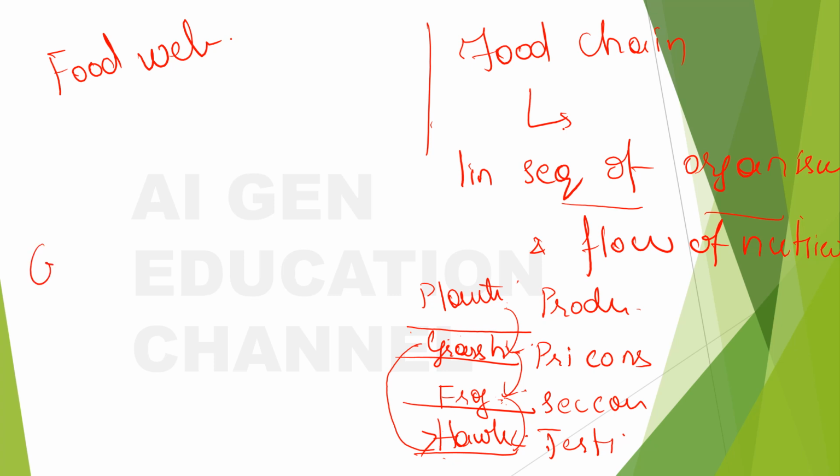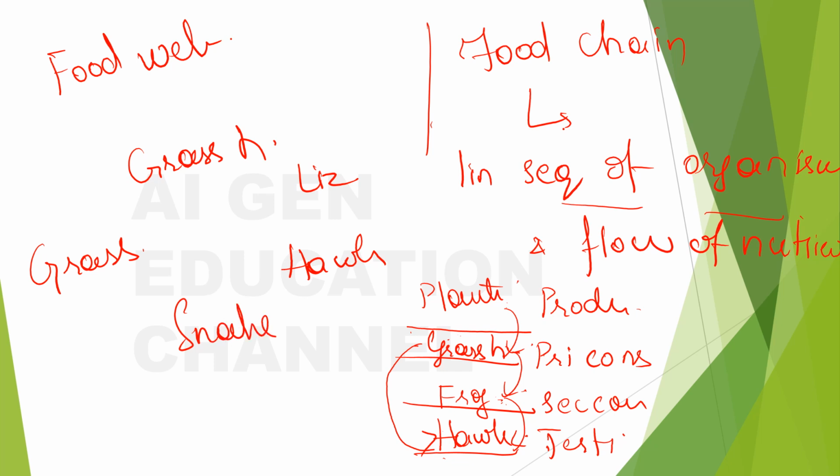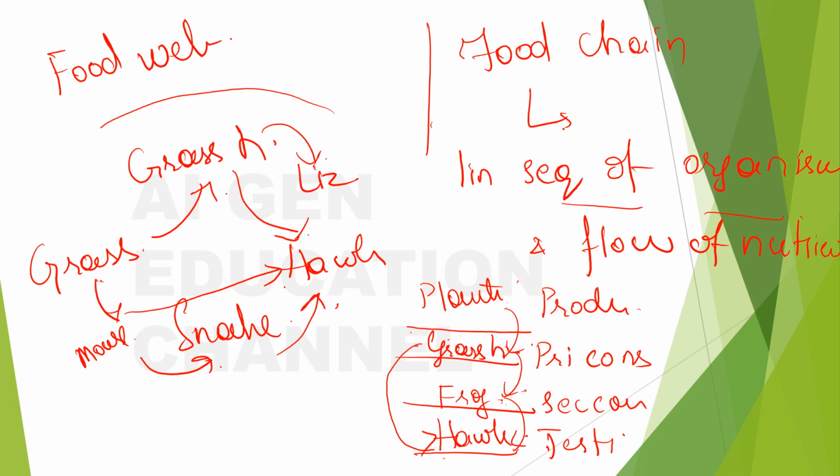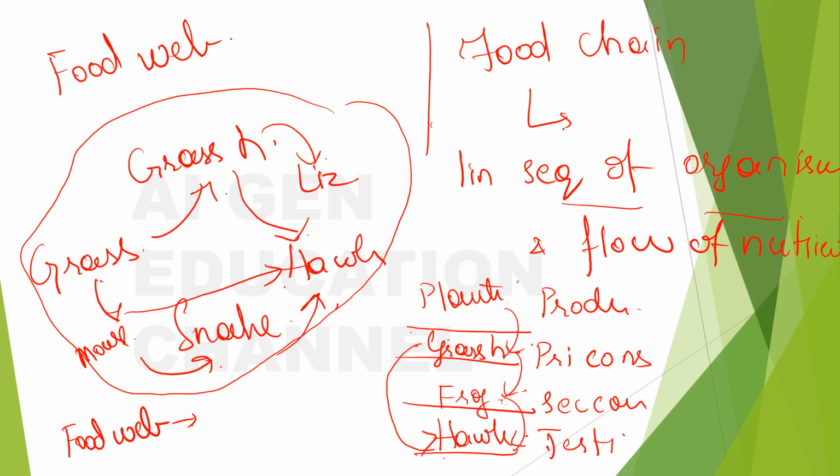So we can actually make a web, like consider grass here, grasshopper, right? Lizard, hawk, snake. So you can make many relations here, right? Like the grass will become the food for grasshopper, and grasshopper will become food for lizard, and also grasshopper will become food for hawk, right? And grass will also become food for mouse, okay? And mouse will become food for snake, and snake will become food for hawk, right? And the mouse will also become food for hawk. So see, isn't it something complicated? This is called as food web. These interconnected food chains form the food web. So what is food web? The interconnected food chains is called as food web.